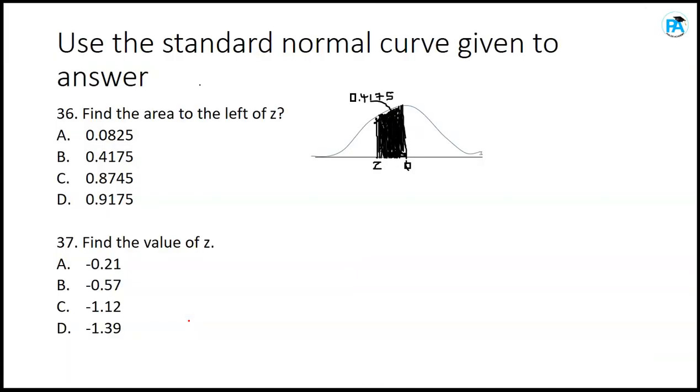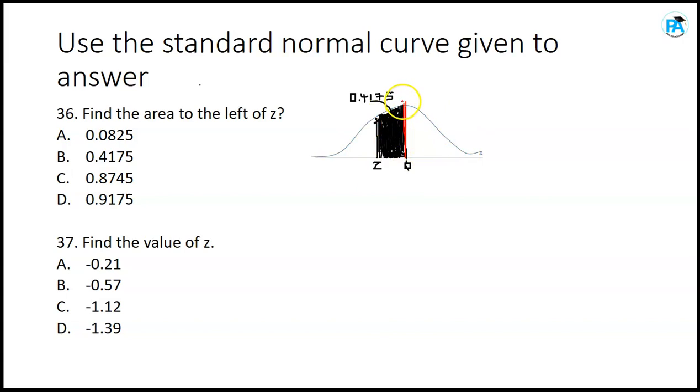This says, I didn't draw the curve well, manage it for me, please. This says, find the area to the left of Z. Now, Z has been written here. Look at something. It's important to know that this is the middle, isn't it? Are you with me? The total area under a curve is always equal to 1. Isn't it? The total area is 1.